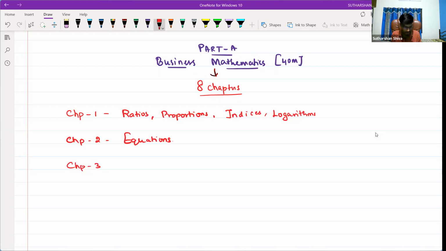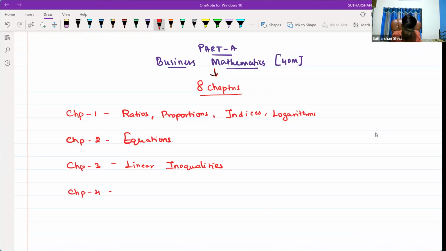Okay. Then chapter number 3. Chapter number 3 is linear inequalities. It's a very small chapter. Within 1 hour we can easily crack this chapter.